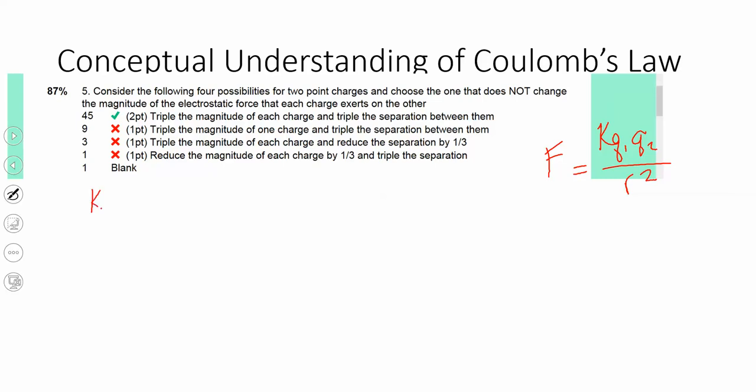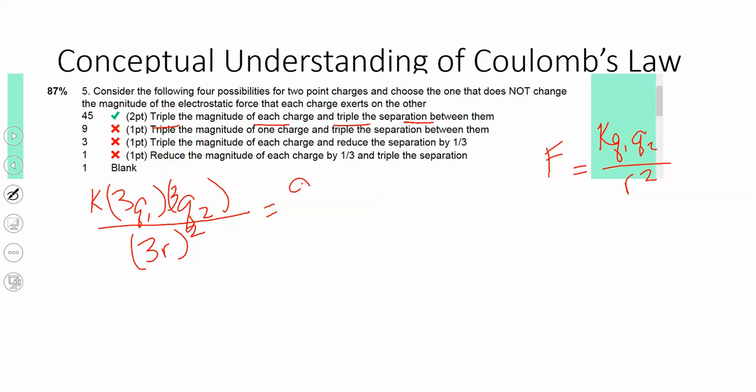So we have k times 3Q1, right, times 3Q2. It says triple each, and then triple the separation. So that gives us 3r, but remember it's that quantity squared. So this is 9kQ1Q2 over 9r squared, so that does not change it. Let's look at the next one.